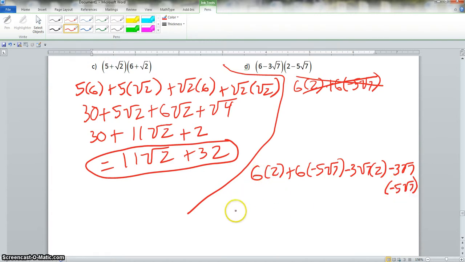Okay, now we have 6 times 2, which is 12. 6 times the negative 5 square root 7 will give us a minus 30 square root 7. A minus 3 square root 7 times 2 will give us a minus 6 square root 7. Now finally we had a minus 3 square root 7 times a negative 5 square root 7. Negative 3 times negative 5 is positive 15, and square root 7 times square root 7 is the square root of 49.